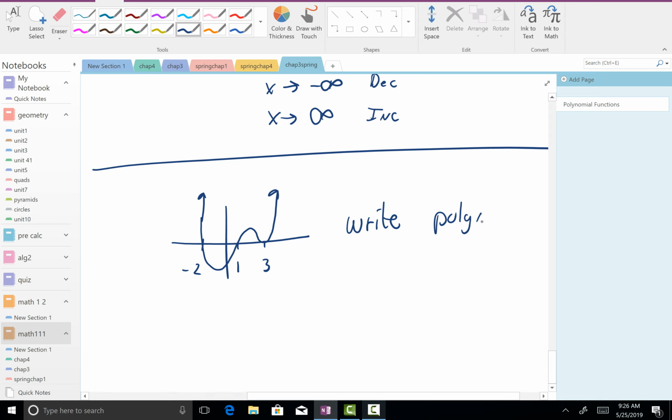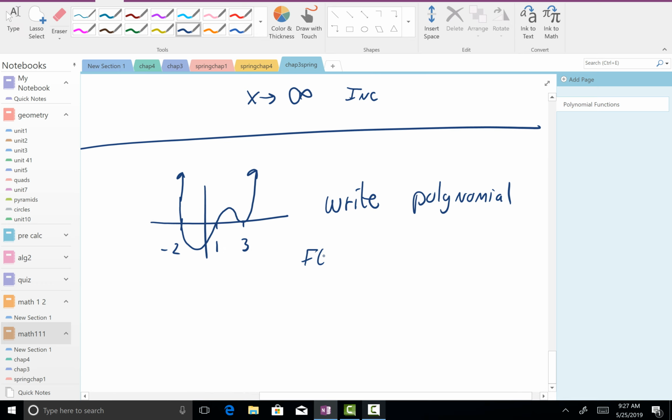Okay, so here's what we got. We got an x-intercept at -2. We got an x-intercept at 1. And we got an x-intercept at 3. Okay? 3 of them. So, what are we going to write? We're just going to go like this. X-intercept at -2, so I'm going to go +2. It's always the opposite. Parentheses. X-intercept at 1, so I'm going to go -1. Parentheses. X-intercept at 3, -3.